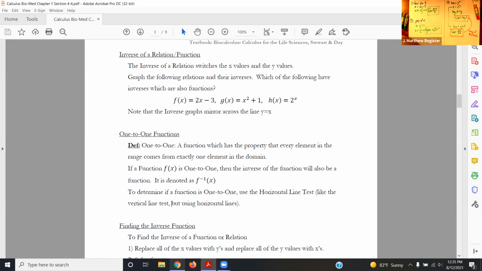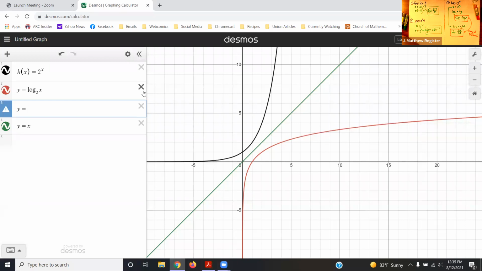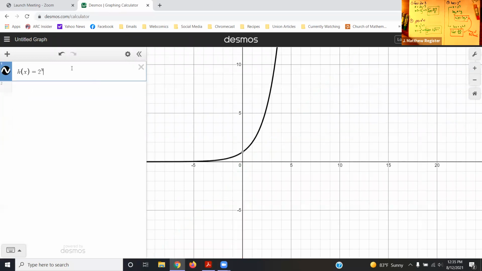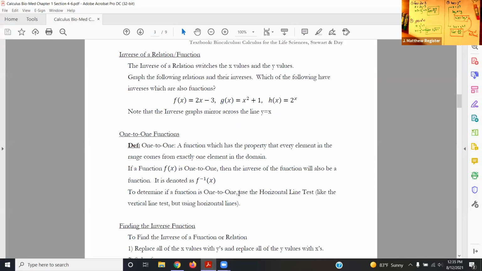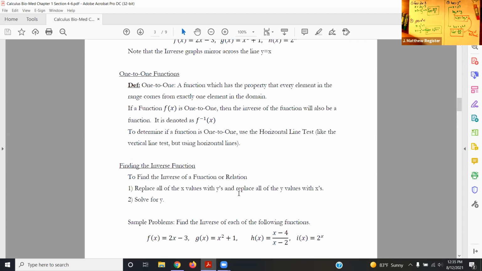And so when we think of our g of x function that we were talking about, it was a parabola. x squared plus 1 is a parabola. It fails the horizontal line test because if we just did y equals 5, that's going to be going through 2 different points on the graph. And that's why the inverse was not a function. The inverse failed the vertical line test. We won't deal too much with one-to-one functions, but it is important to know about them.